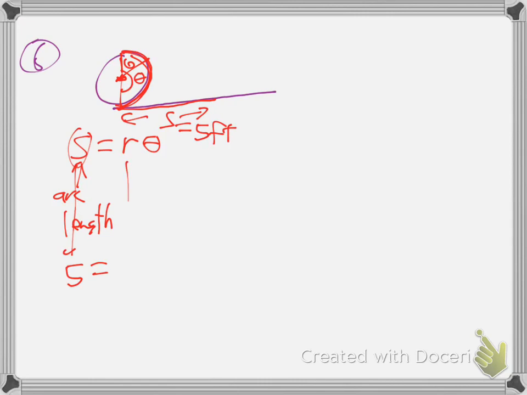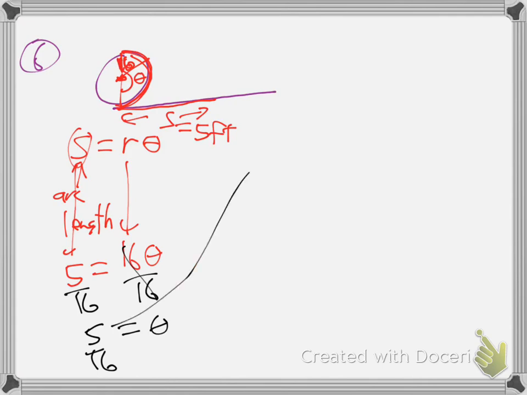In other words, R is 16. And what's theta? They want me to find theta. So S equals R theta. Solve for theta. How do I solve that for theta? Divide by 16. Theta equals 5/16. But that answer's not there. They've got a bunch of answers in degrees. So this is radians right now. I've got to convert that to degrees.